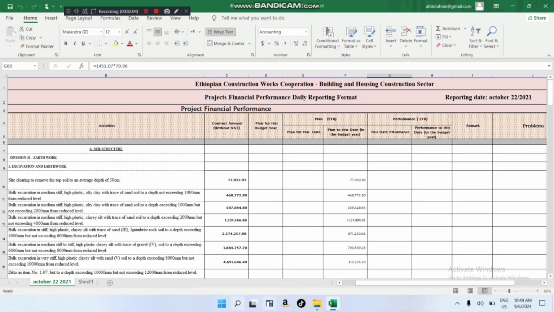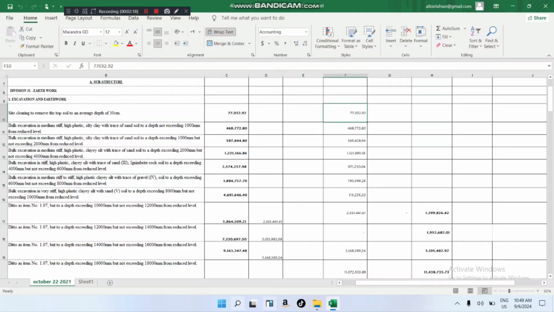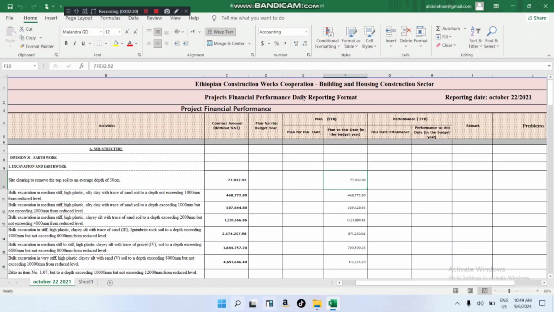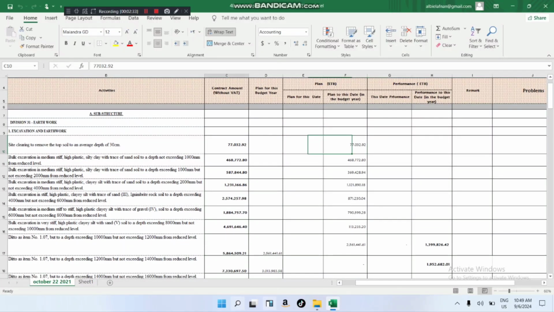This is the daily report. Like I told you, the plan is progressive. This is the contract amount, and you planned in the budget year, plan to this date till now, like to date. You plan to spend something for this year. As per the contract, it has to be the same amount, not more, maybe less, but not more than the contract amount.